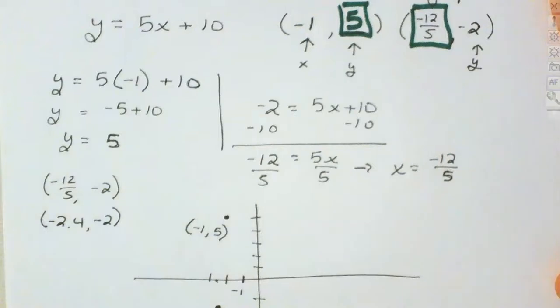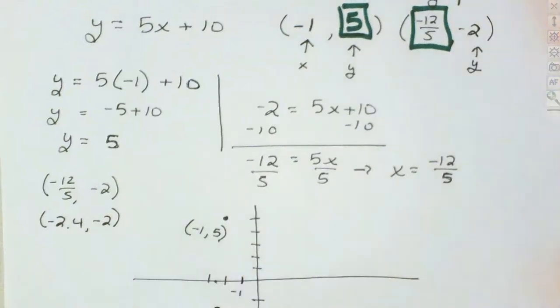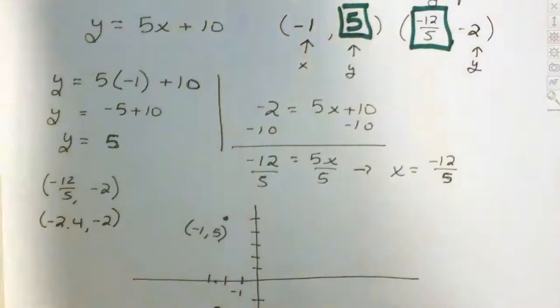And that's going to be my new point at -12 fifths, comma, -2. Now, I have 2 points, and what can I do with these 2 points here? I should be able to connect them together with a what? With a ruler or a straight edge. And that's going to make our new line here.